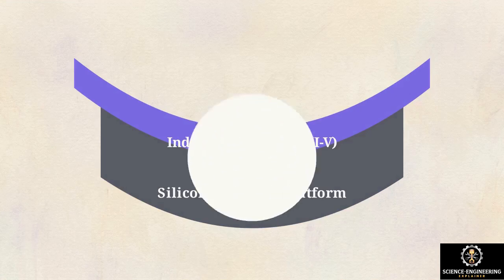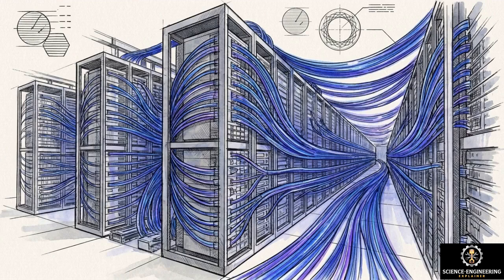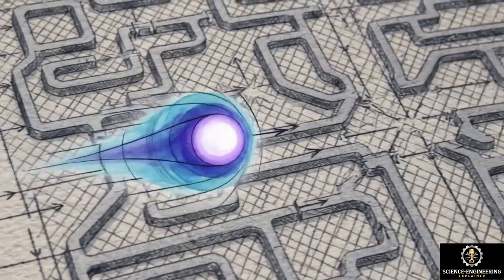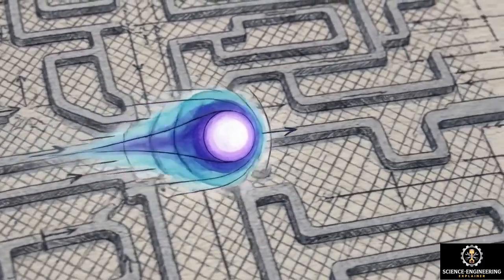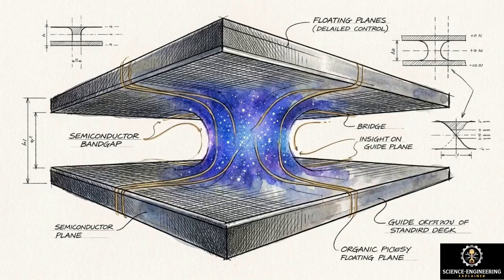Furthermore, the different crystalline lattice structures of silicon and indium phosphide make microscopic bonding difficult to achieve. Overcoming these hybrid integration challenges is necessary to scale optoelectronics for mass deployment. The result is a complete high-speed data flow, converting electricity to light, routing and amplifying it, and then translating it back to electricity. This system relies entirely on our ability to manipulate the semiconductor bandgap.